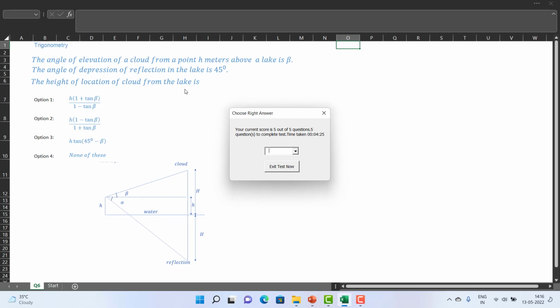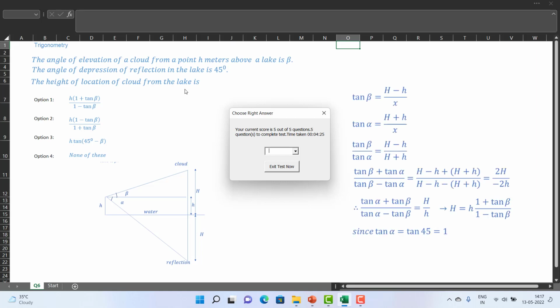Tan beta is equal to capital H minus small h divided by x, and tan alpha is equal to capital H plus small h divided by x. X is the horizontal distance. So now tan beta by tan alpha is equal to tan beta plus tan alpha divided by tan beta minus tan alpha. This is the rule.